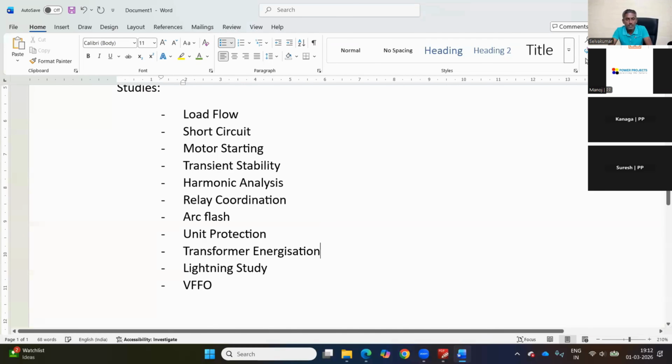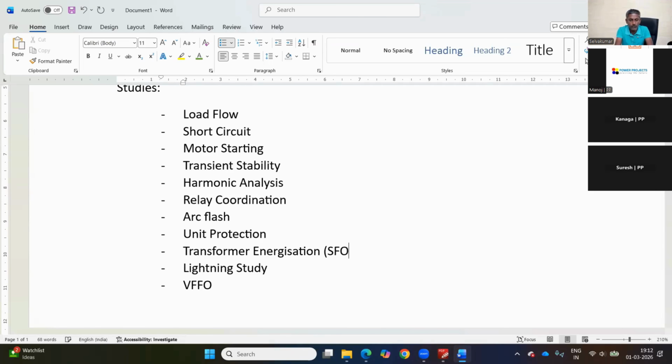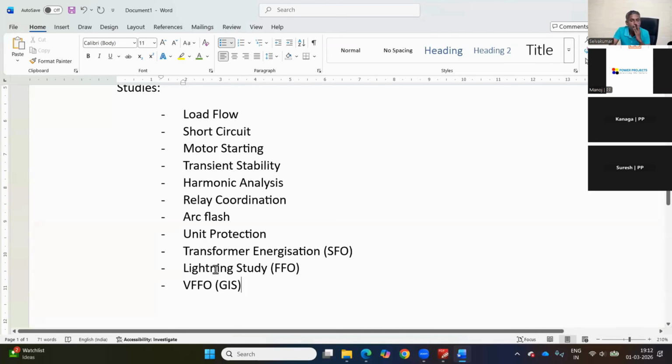So the transformer energization study comes under SFO, slow front overvoltage. The lightning study comes under FFO, that is fast front overvoltage. VFFO is needed only if it is a GIS substation. If it is an AIS substation, then the VFFO study is not needed.